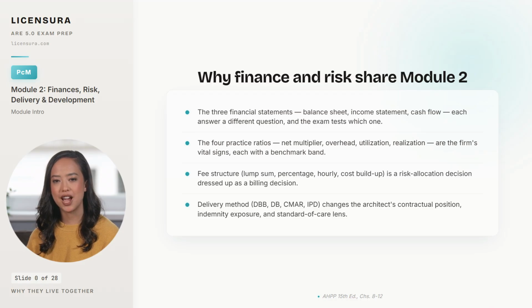Second, the 4 practice ratios, net multiplier, overhead rate, utilization rate, realization rate, are the firm's vital signs, and each one has a benchmark band a healthy firm operates inside of.